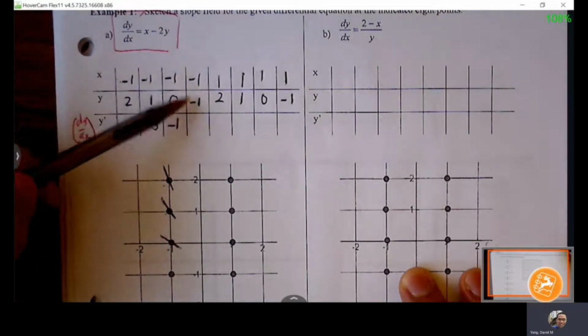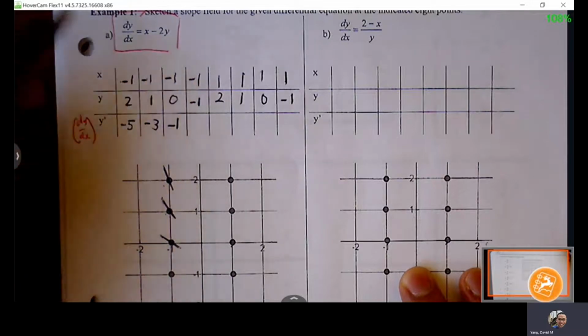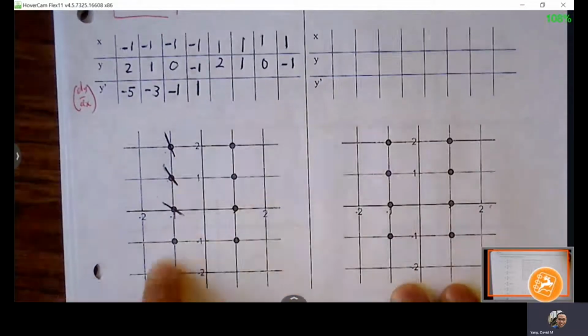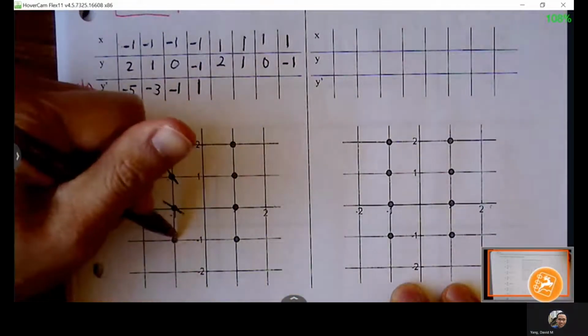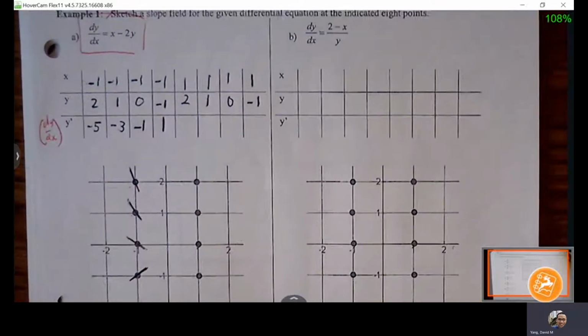Okay. Next up, negative 1, negative 1, so negative 1 in for x, negative 1 in for y. I get negative 1 plus 2, which is 1. So now I want to create a positive slope of 1 through this point here. Any questions so far?